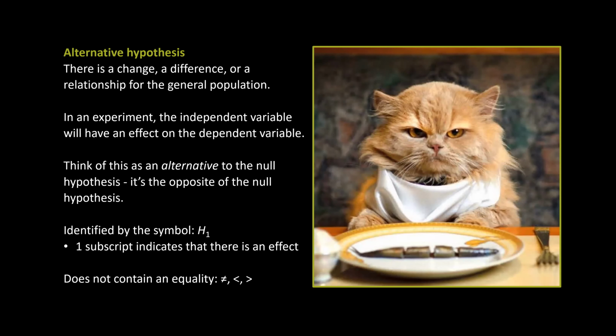So in this situation, the alternative hypothesis would be that cats do show a preference for food based on its shape. I'm just now realizing how cat heavy this lecture is.